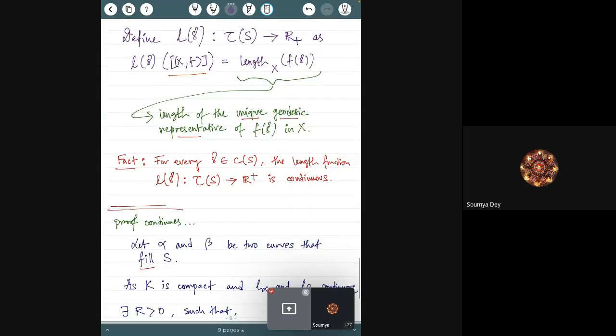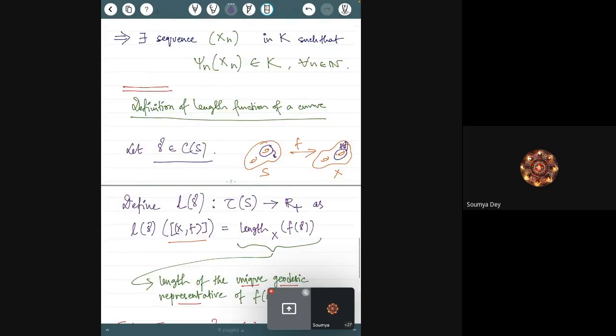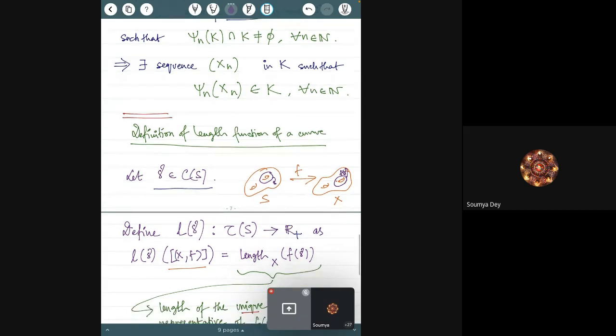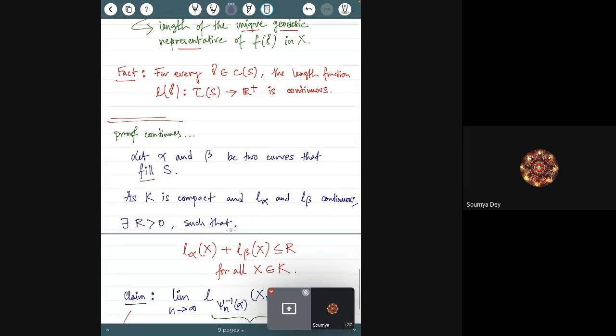So the proof goes like this. You have a sequence xn in K such that psi n of xn is in your K, right? And you know that K is compact. So now you consider any two curves alpha and beta that fill the surface S. So what is the meaning of a filling? We will not be using this in the last part because I'm not going to tell you the entire proof. So let me tell you what is the meaning of a filling.